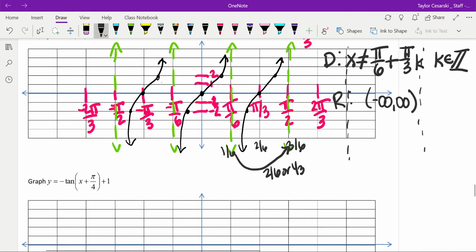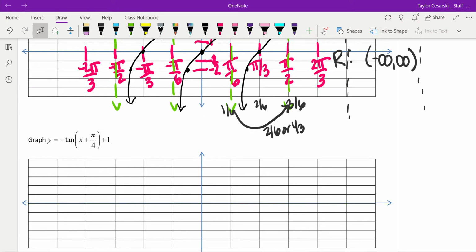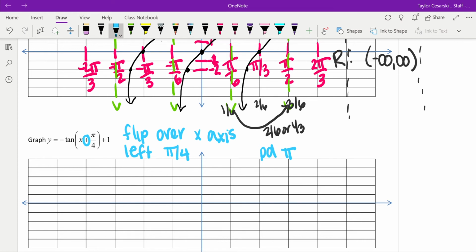All right, so we graphed one by hand. So this one, all we're going to do is find the domain and range, okay, and write the transformations. So first, to write the transformations, the negative in front is a flip or reflection over the x-axis. This right here is going to move it left pi over 4. My period is going to be pi because I have no number in front of my x, so I don't have to divide it by anything. And then I'm going to move it up 1.